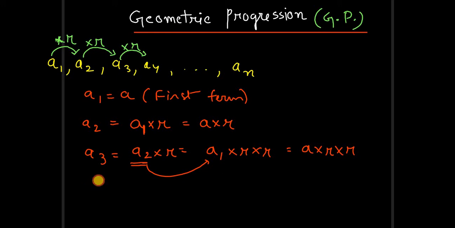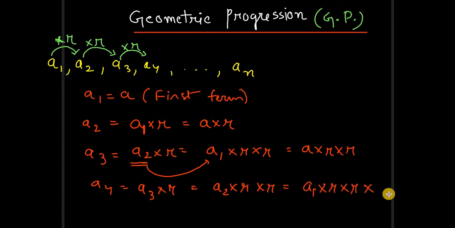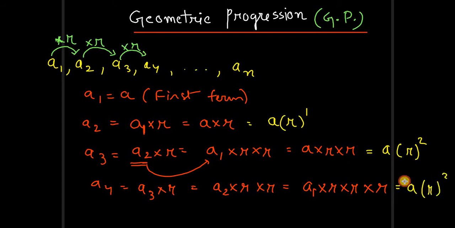Similarly for a4, we will write it as a3 into r. a3 will be a2 into r, and a2 will be a into r, so three r's. Now as we can see a pattern, we can write ar as a r to the power 1. Here we have multiplied r 2 times, so we can write it as a r to the power 2. The next one is a r to the power 3.